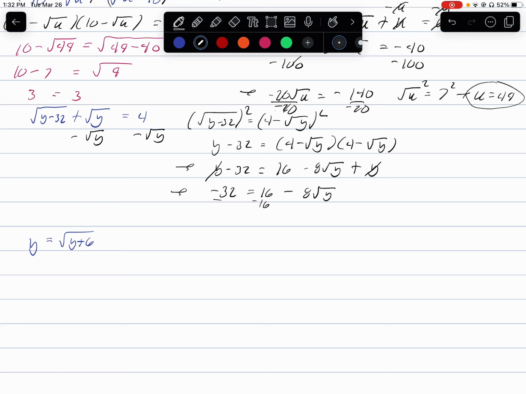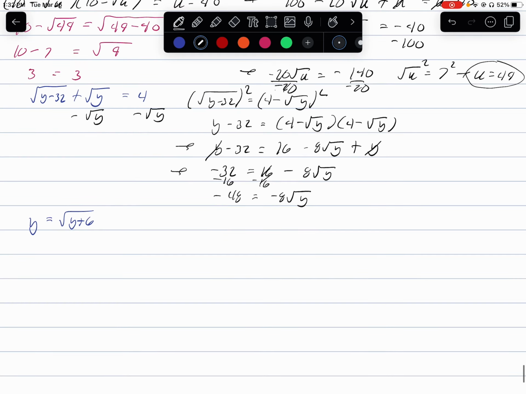So we can take 16 away from both sides, and we get that negative 48 is equal to negative 8 times the square root of y. We can then divide both sides by negative 8, and we get that the square root of y is equal to 6. Then we can square both sides, and we get that y is equal to 36.